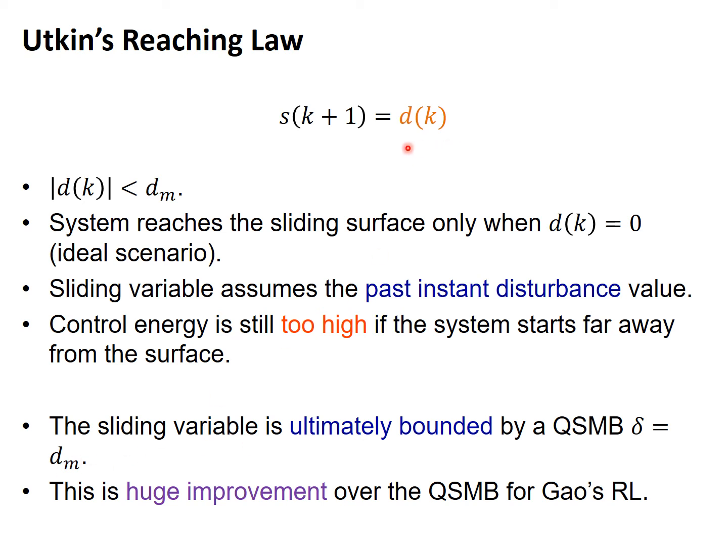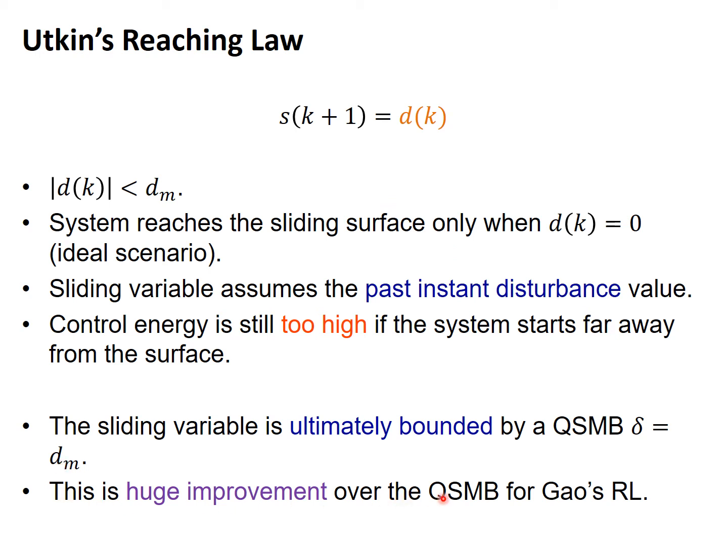It is very easy to see. It is directly seen from the equation. So sk plus 1, what is the maximum value it can take? It can take dm. What is the minimum value it can take? It can take minus dm. So it is bounded by plus minus dm. So the delta is dm.